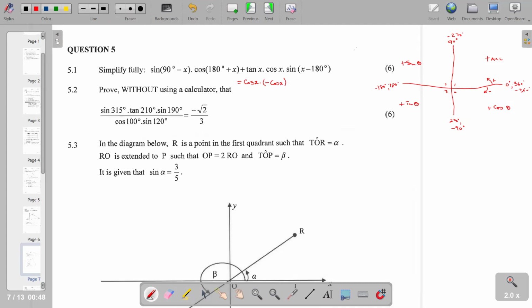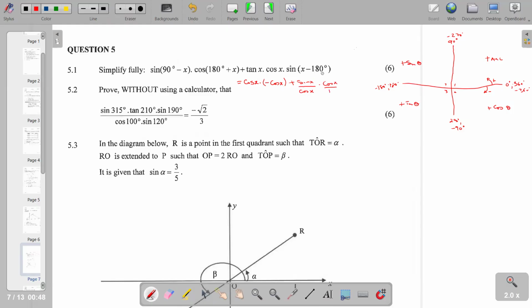Then saying plus tan x here. The identity for tan x is going to be sine x over cos x. Then we are going to multiply that by cos x. This is the same as cos x over 1.